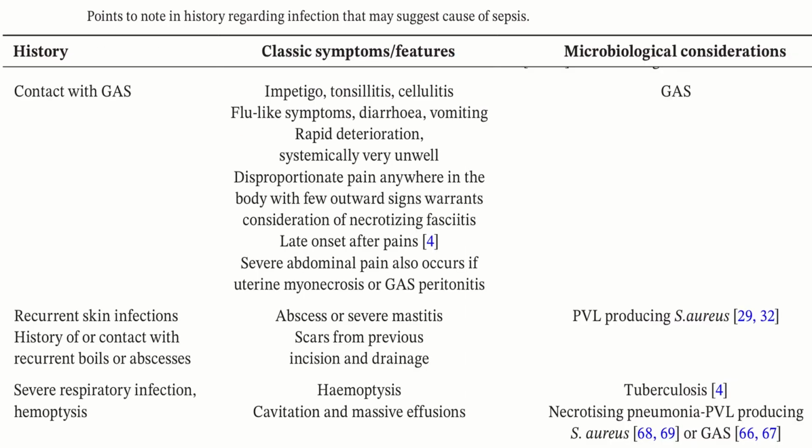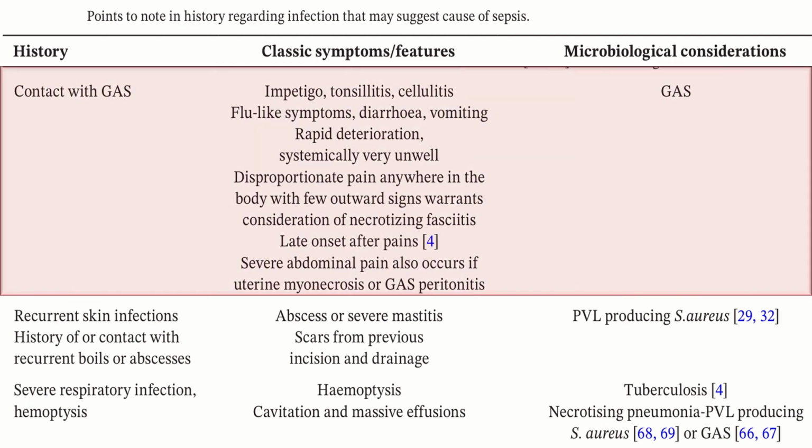If there is history of contact with GAS and the patient presents with impetigo, tonsillitis, cellulitis, or flu-like symptoms, then consider GAS. If the history is suggestive of recurrent skin infection, then we should take a detailed history. If there is history of abscess or severe mastitis, then we should consider Panton-Valentine leukocidin (PVL) related Staphylococcus aureus.